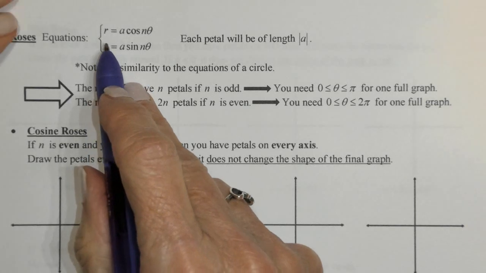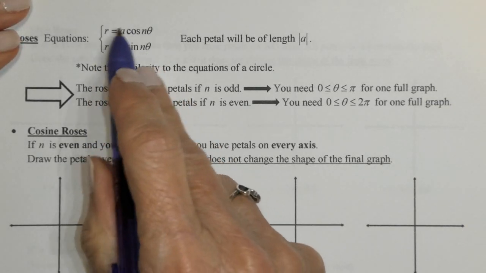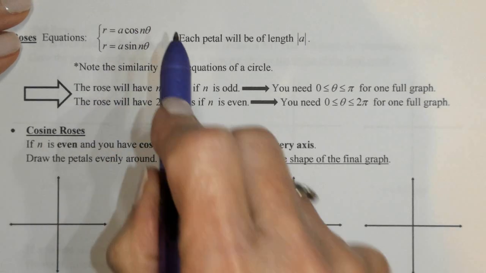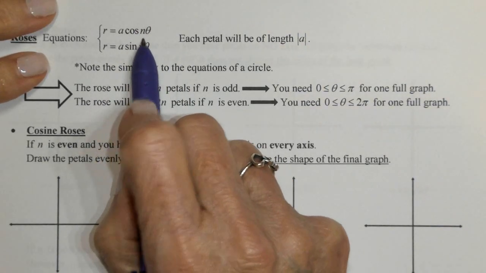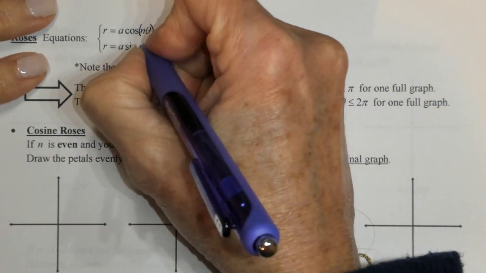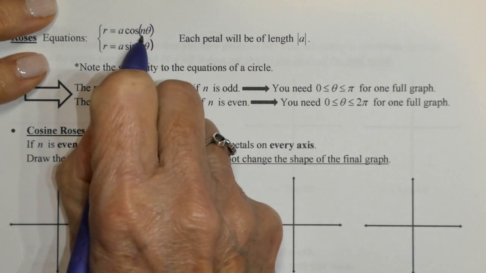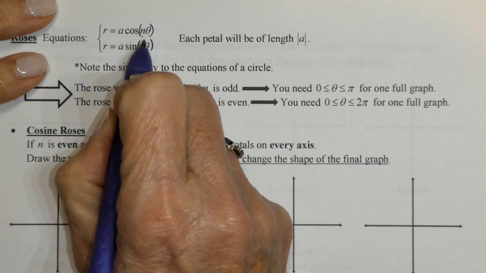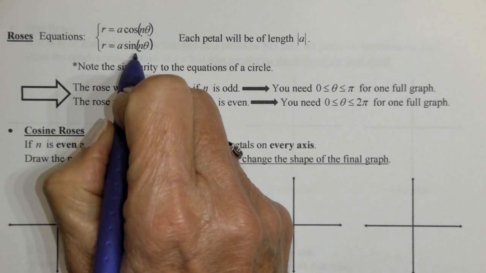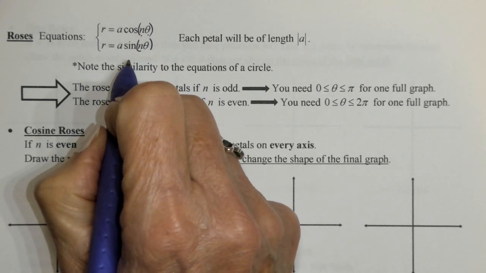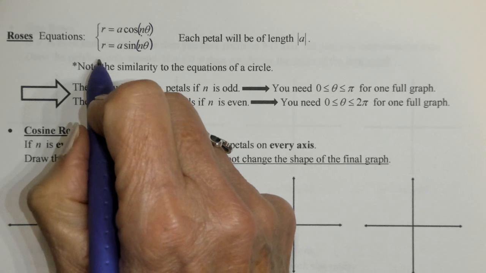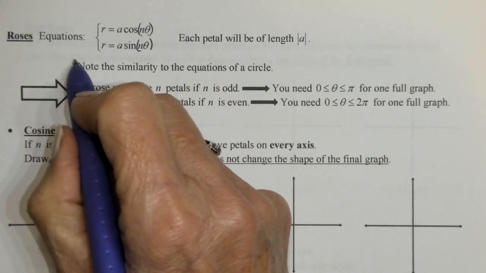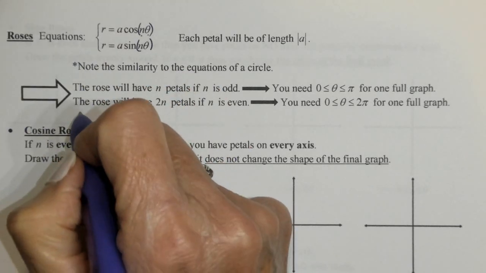So roses, what's different about the equation for a rose? Well, if you have a number in front of your theta, a number other than 1, then you no longer have a circle. You have one of those daisy looking things that we call roses. Okay?